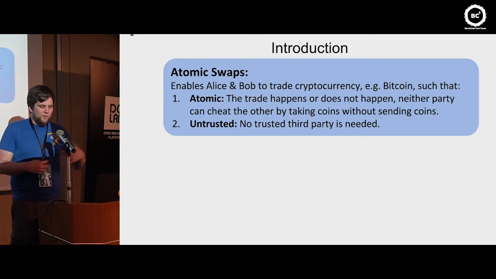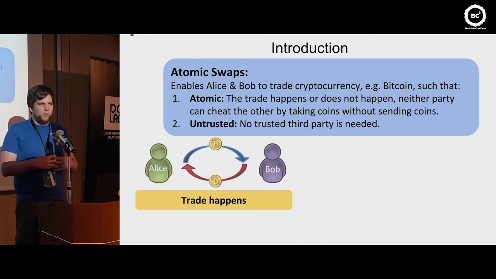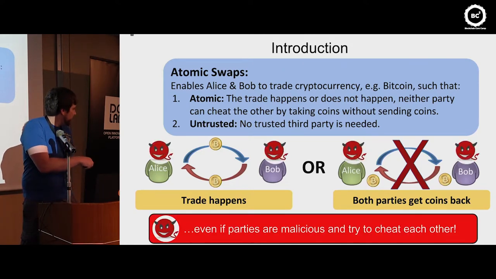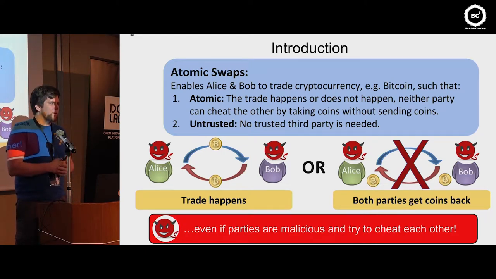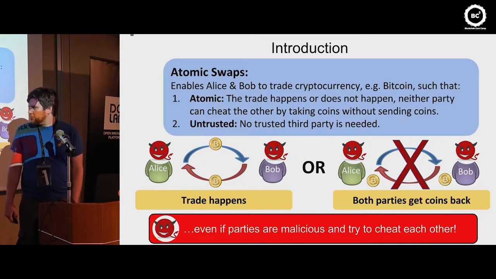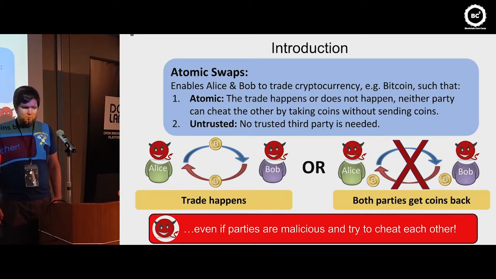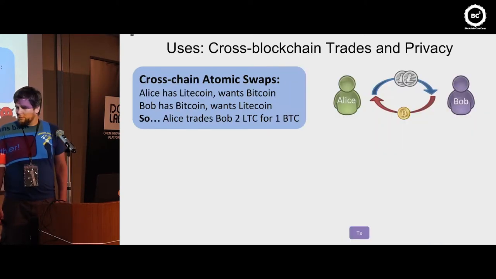Because of this atomic property, atomic swaps require no trusted party. For instance, if Alice and Bob were to perform a trade, either the trade happens or it doesn't. And even if both of them are malicious, neither one can cheat the other.